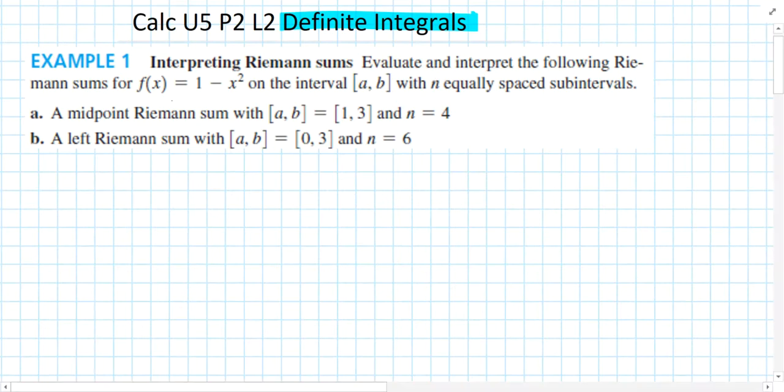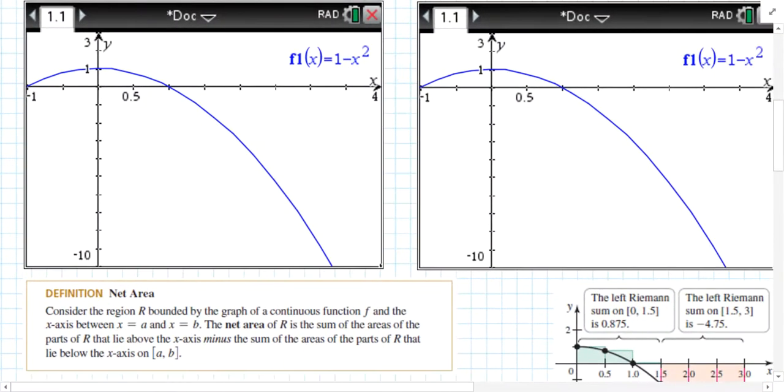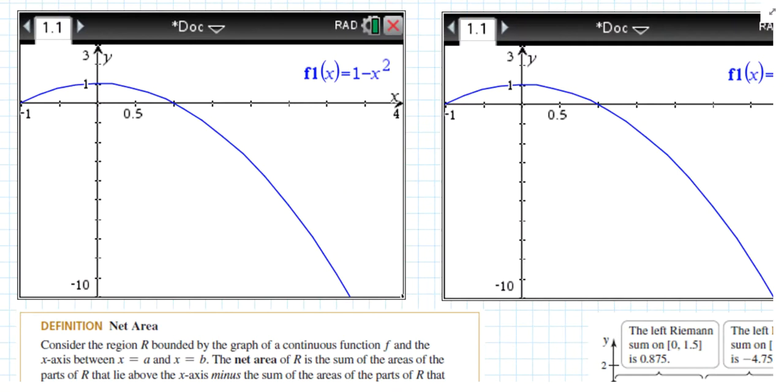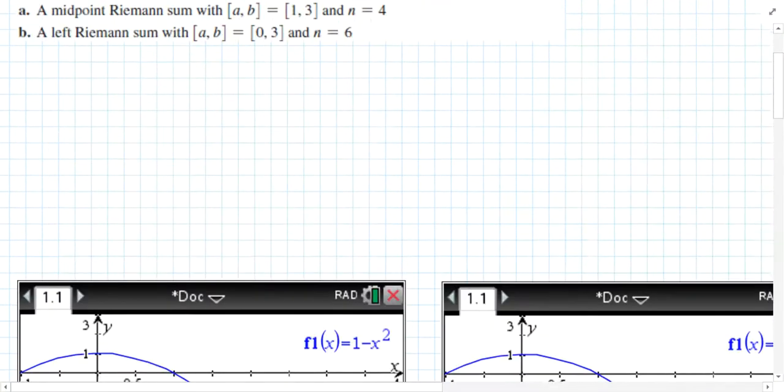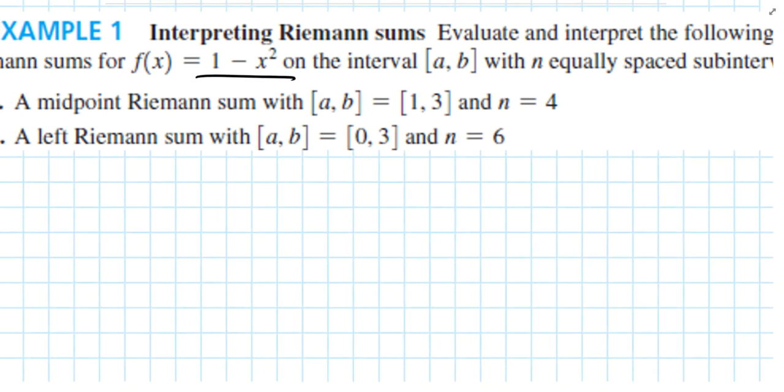In example 1, we're talking about the function 1 minus x squared, which is an upside down parabola that's been shifted up 1 unit on the y-axis. Here is a calculator display of that function. We would like to evaluate the integral in part A using a midpoint Riemann sum between x values of 1 and 3 with the number of subintervals being 4.